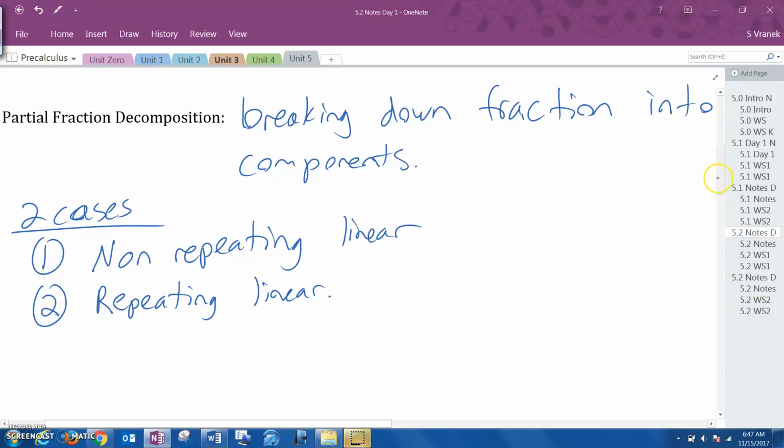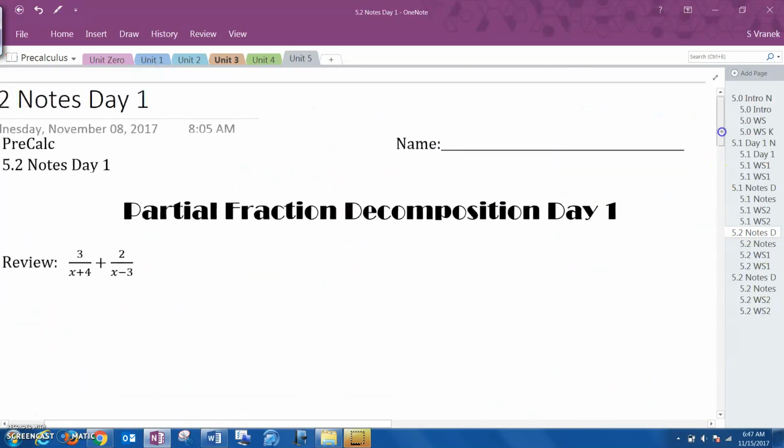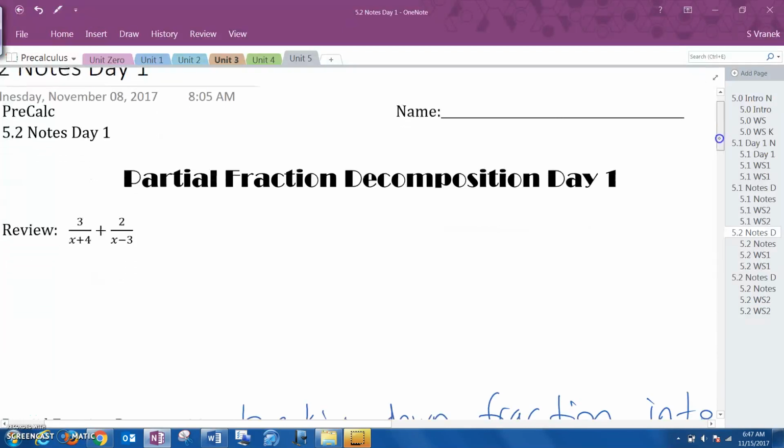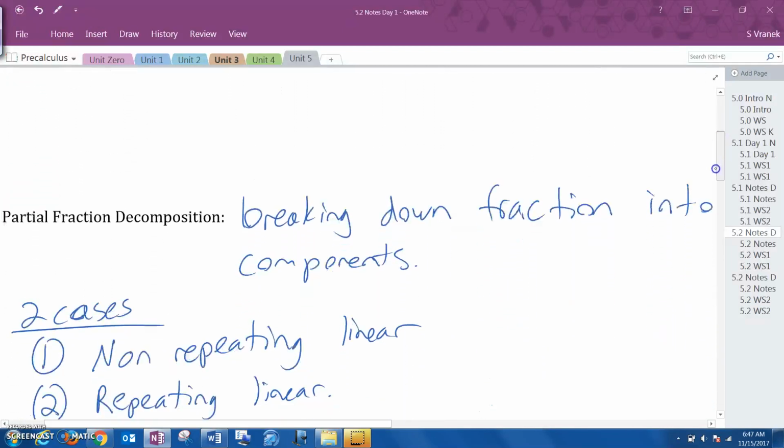Alright class, this is actually the notes for 5.2 day 1. Let me scroll up real quick. It says 5.2 day 1. We're skipping the review though, and we're going right to this definition.